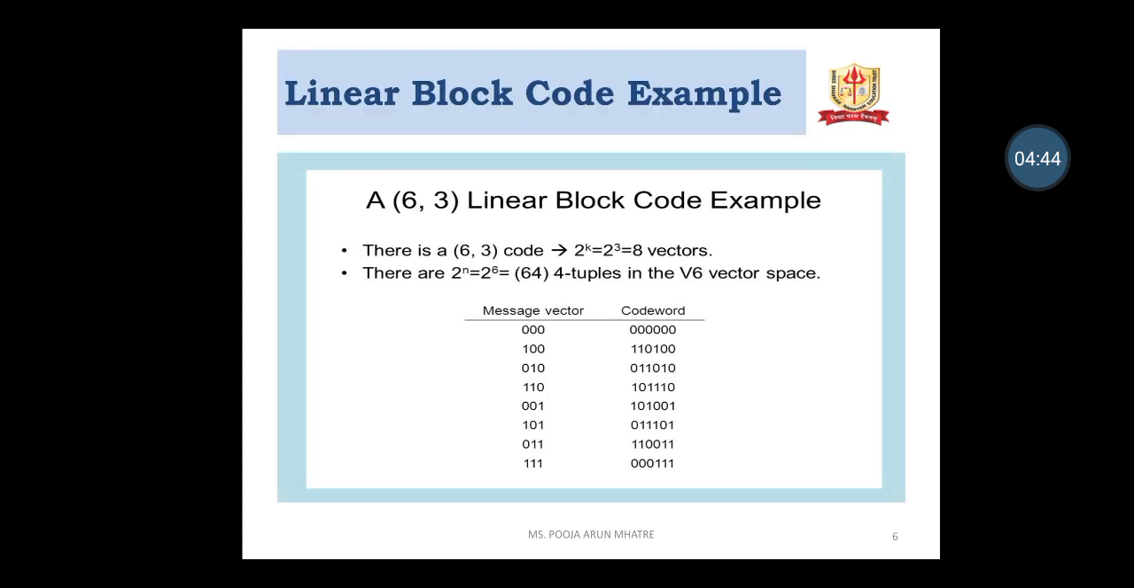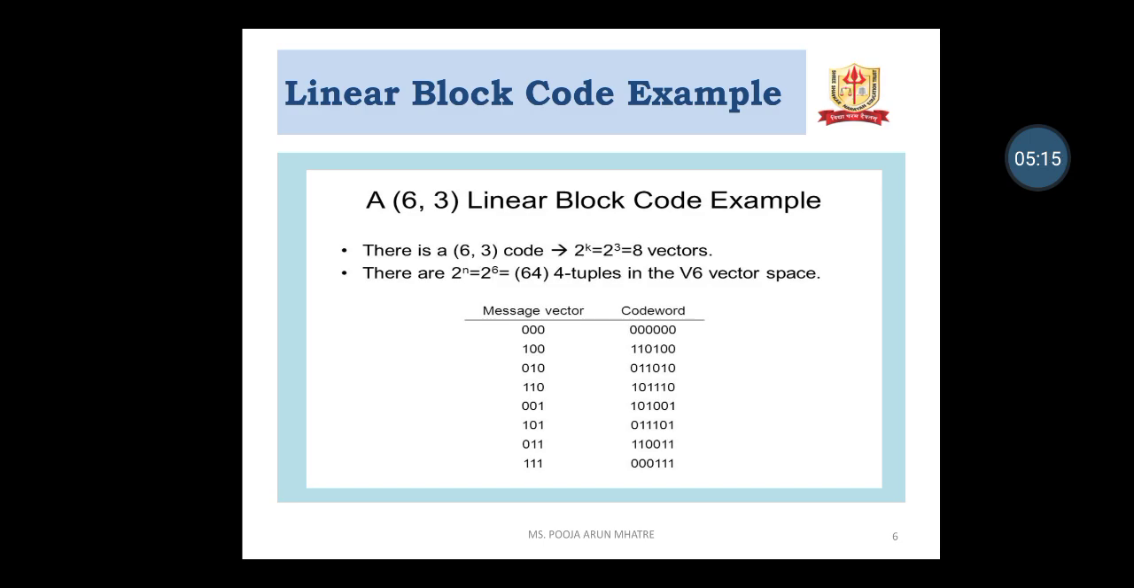The example of the linear block code is (6, 3). So there is a (6, 3) code, where 2 raised to k, that is 2 raised to 3, is equal to 8, and there is n. 2 raised to n is equal to 2 raised to 6, that is equal to 64, which are the 6-tuples in the vector space.